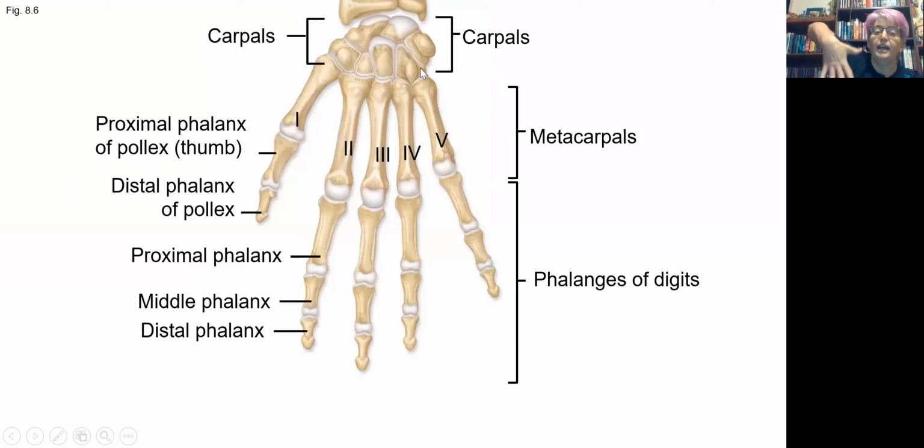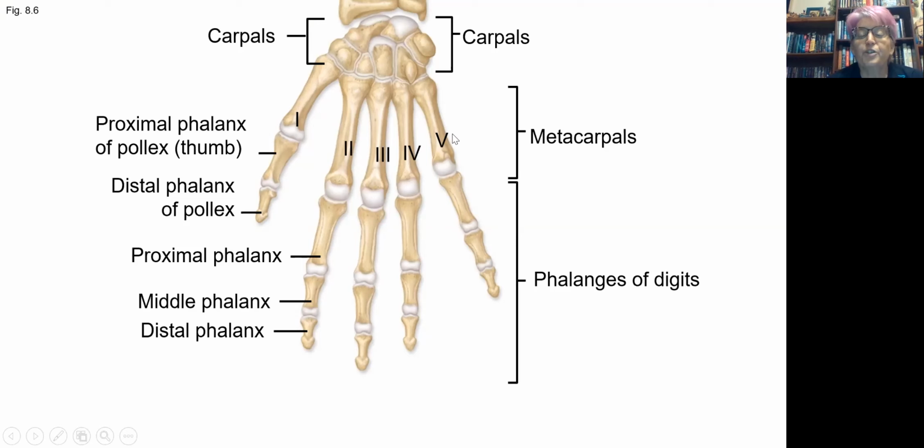Those all fit together. And now let's do the metacarpals. The digits are numbered 1, 2, 3, 4, 5, starting with the thumb. And the thumb is called the pollex, P-O-L-L-E-X. So this is your pollex, okay, and that is also digit number 1. This whole thing, the metacarpal and the phalanges, is the digit. Sometimes we just say this is the digit, but all of this is the digit.